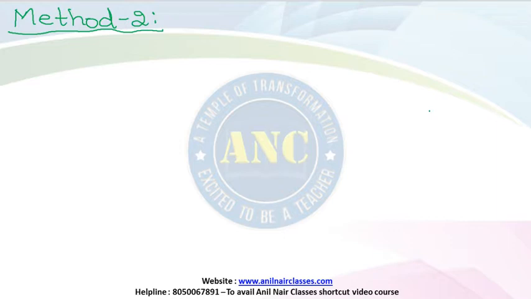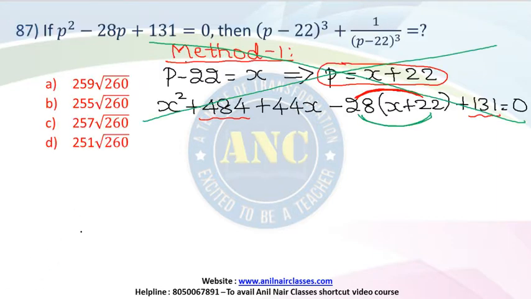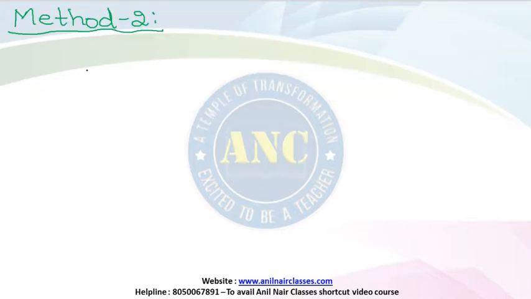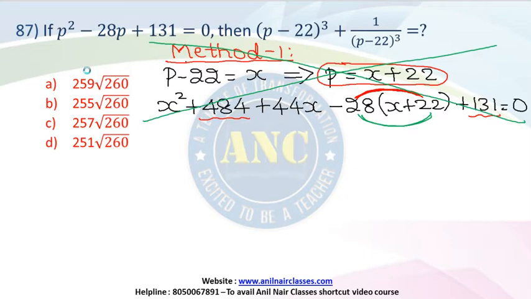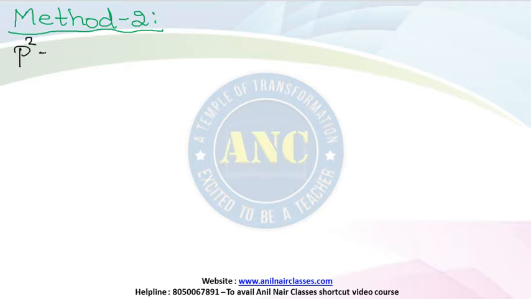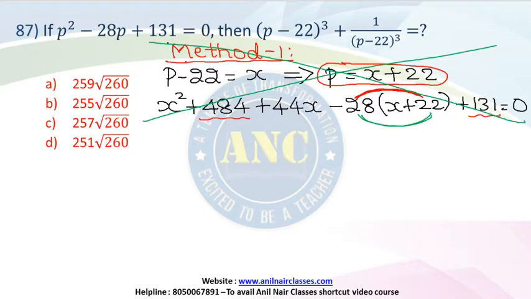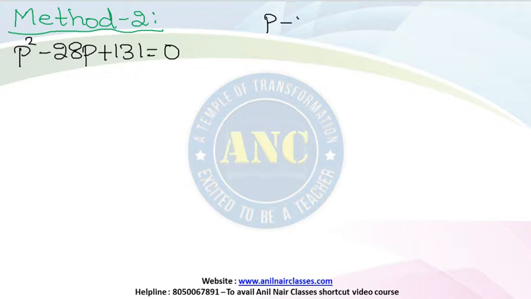Now see here, I will write the equation once again so that I need not keep going to my previous screen again and again. p square minus 28p plus 131 equal to 0, and this is the given condition. What is asked is (p minus 22) whole cube plus 1 divided by (p minus 22) whole cube. This is what they are asking in the question.